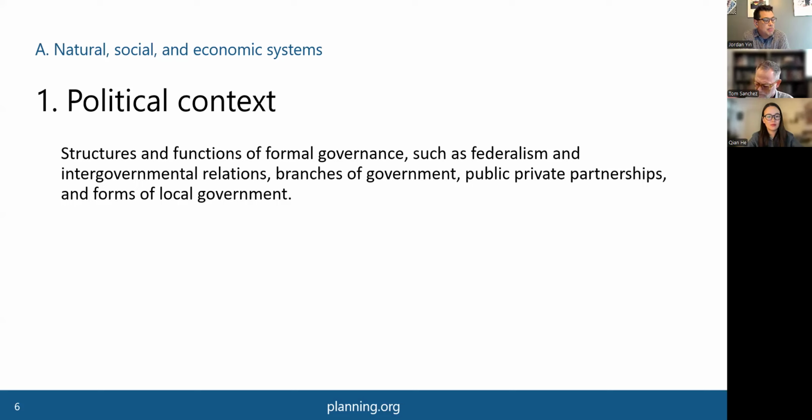Planners obviously are going to run into political context. Structures and functions of formal governance, such as federalism, intergovernmental relations, branches of government, public-private partnerships, and forms of local government. Again, the actual exam outline does not include any proper nouns. So you might, for example, see a question relating to how might a planning situation be handled in the city manager form of government. Well, that means that you understand political context. So be prepared for those kinds of things to happen. And these general terms, you might have to think about how to apply them in a more specific fashion.